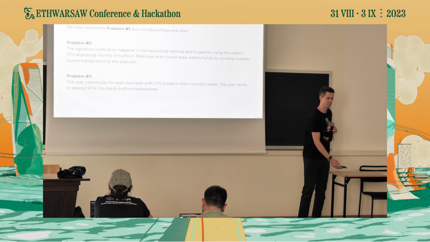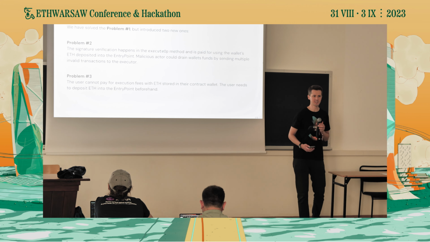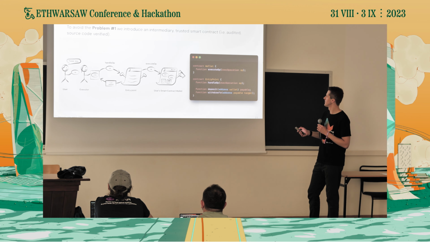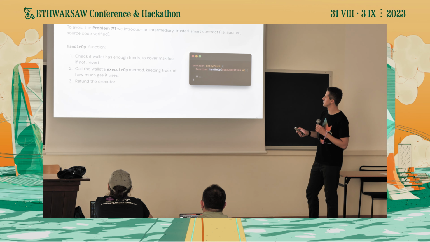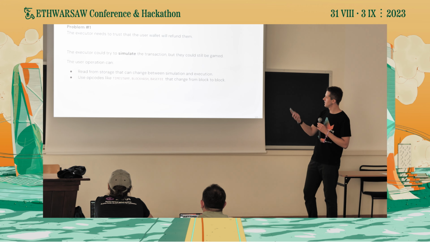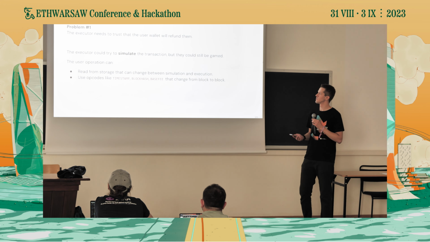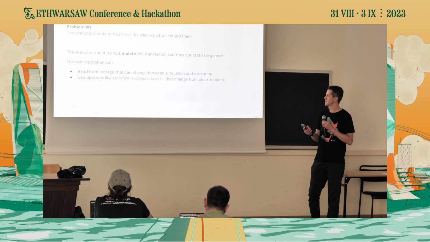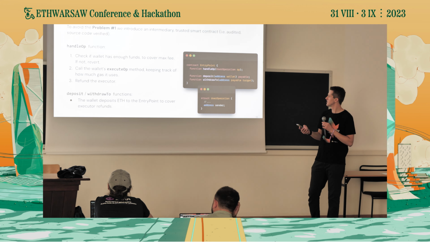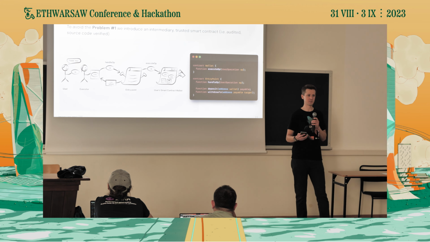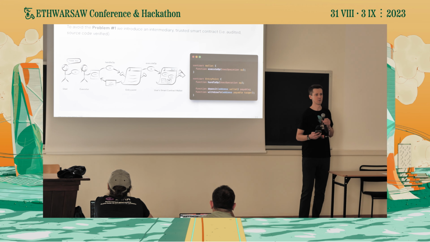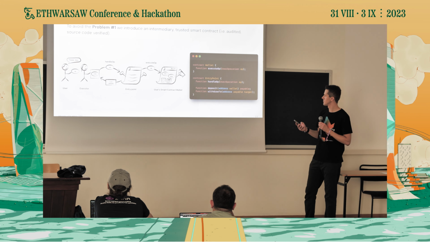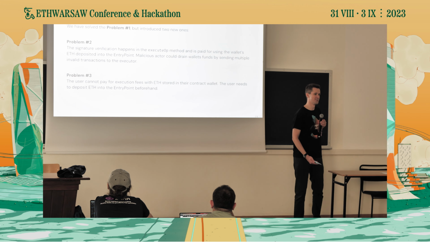Okay, so I think you see now that we have solved problem number one. Let's remind ourselves what the problem was. The problem was that the executor had to trust the wallet that it will return its funds. Now they don't need to trust. We have the entry point contract in the middle. It will always refund the executor. That's cool, but we introduced two more problems, right?